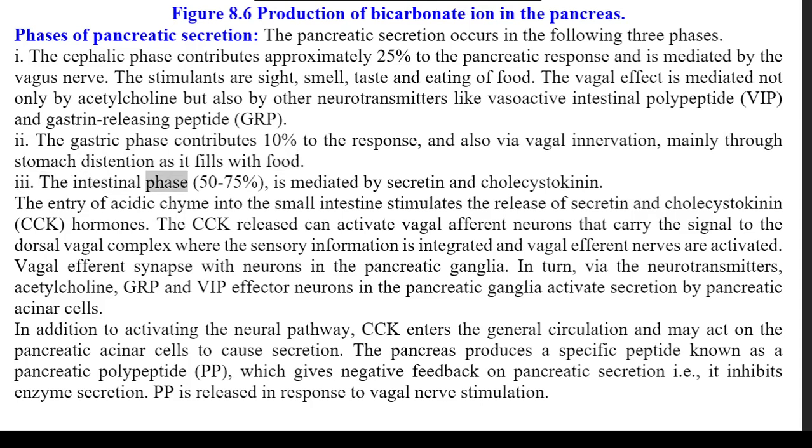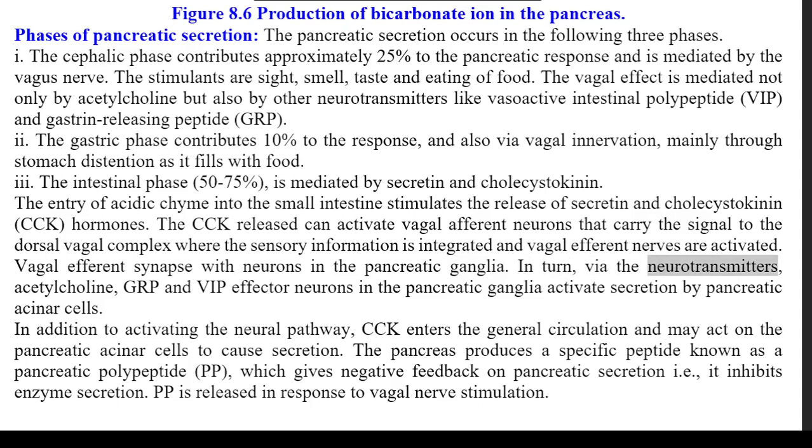3. The intestinal phase, 50 to 75%, is mediated by secretin and cholecystokinin. The entry of acidic chyme into the small intestine stimulates the release of secretin and cholecystokinin, CCK, hormones. The CCK released can activate vagal afferent neurons that carry the signal to the dorsal vagal complex where the sensory information is integrated and vagal efferent nerves are activated. Vagal efferents synapse with neurons in the pancreatic ganglia.